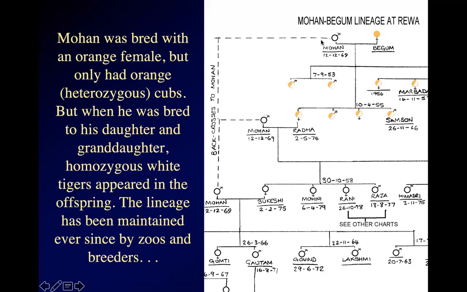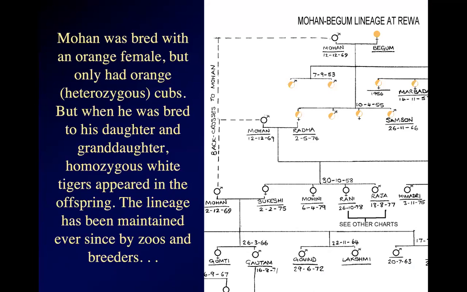There's the pedigree. I don't know if you can see it all that well, but up at the top, Mohan was bred with an orange female tiger whose name was Begum, and they had a bunch of cubs. The cubs were presumably heterozygous, and orange is evidently dominant to white because the cubs all came out orange.